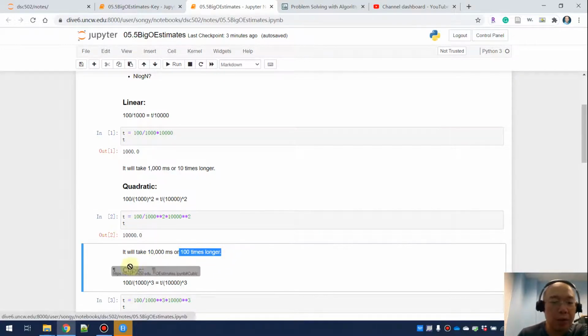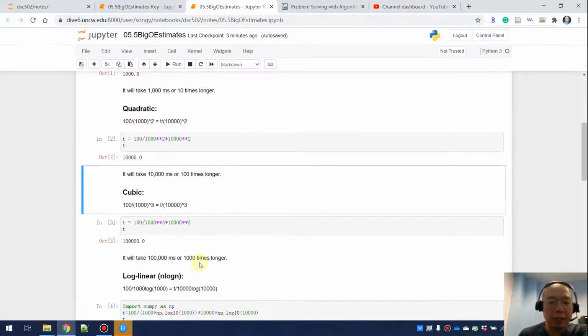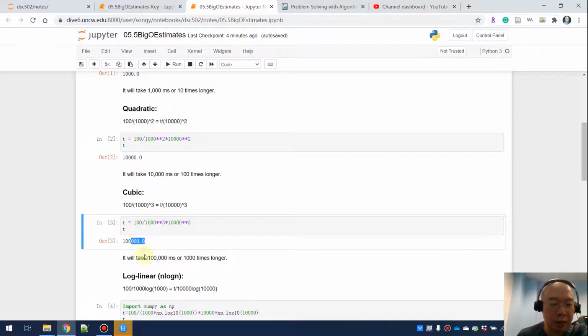And then how about cubic? For the cubic, it means that we have 100 milliseconds, and we are able to process 1,000 cubed primitive steps. And then we want to get the t so that we can process 10,000 cubed primitive steps, and that is 1,000 times longer to process only 10 times more of the dataset. So that sounds terrible, right?